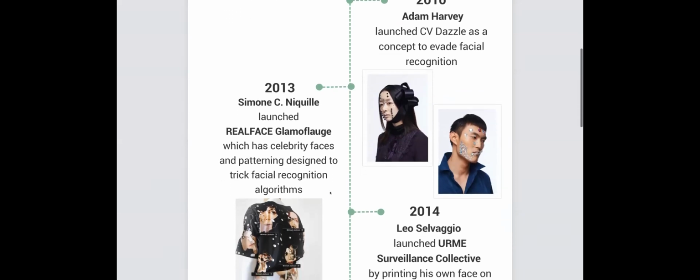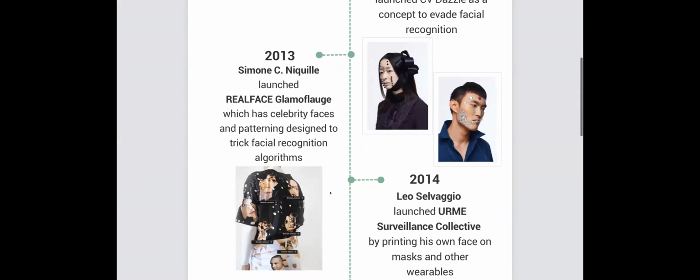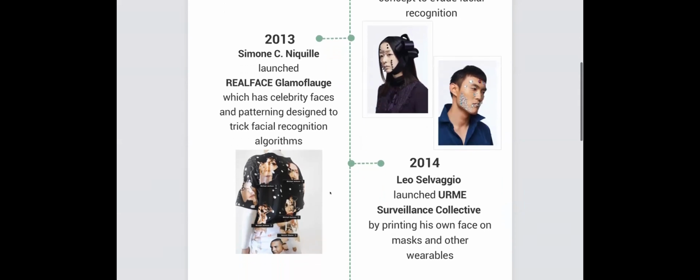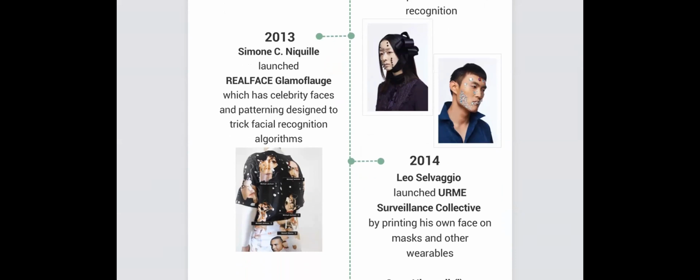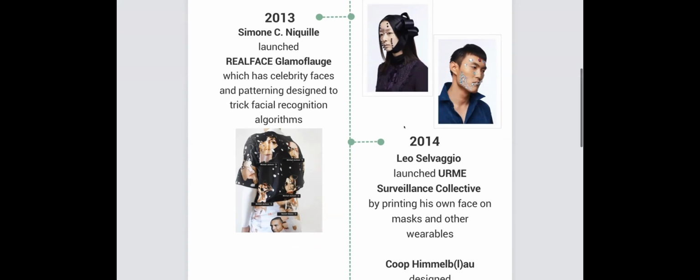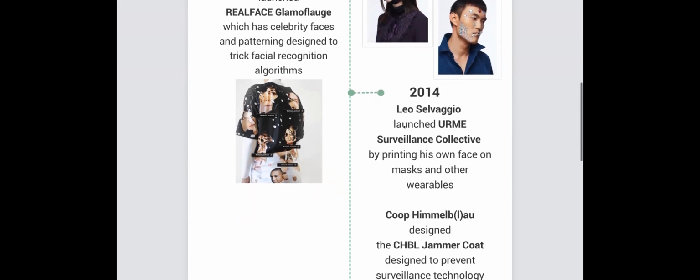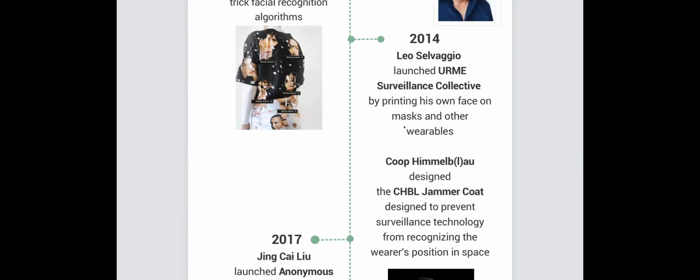In 2013, Simone Niquille launched Real Face Glamoflage, which uses the faces of celebrities printed in distorted shapes and patterns to trick facial recognition algorithms. And so you can see here that this is Michael Jackson, and I think there's Barack Obama on there as well. This company is no longer producing.